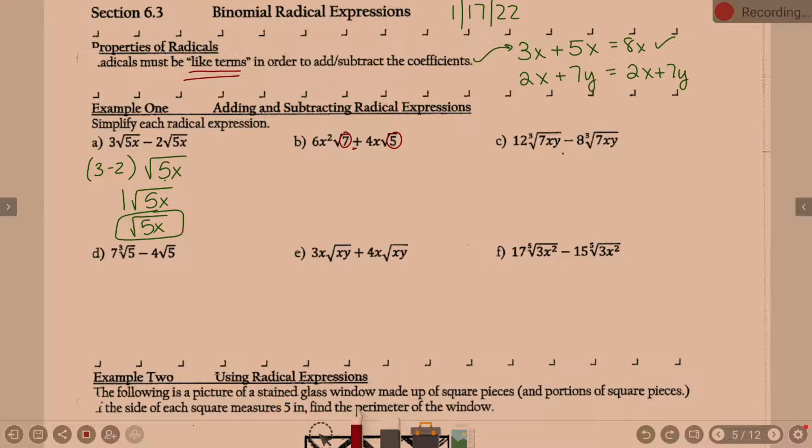We're not even going to talk about the 6x squared and 4x issue because we didn't even get to that. That's a whole other issue. We didn't get there. Don't worry about it right now. What I'm stuck on is square root of 7, square root of 5, not like radicals.